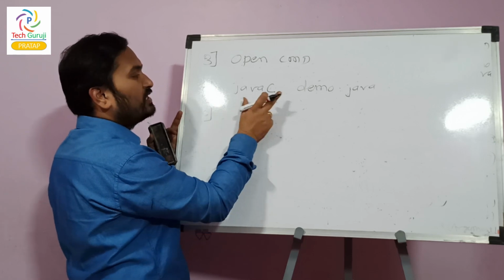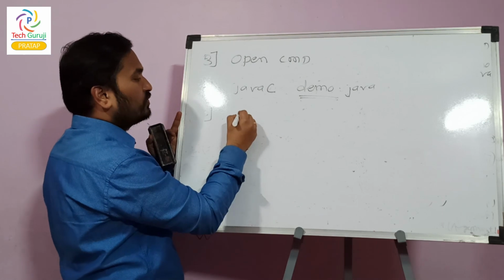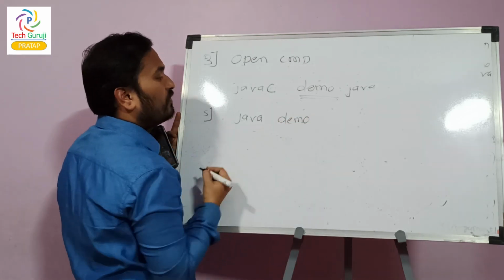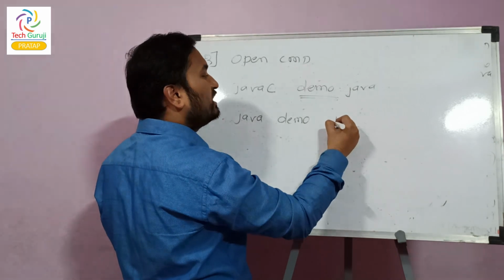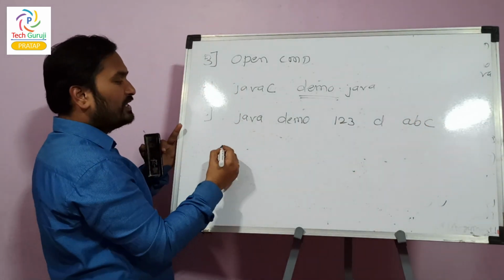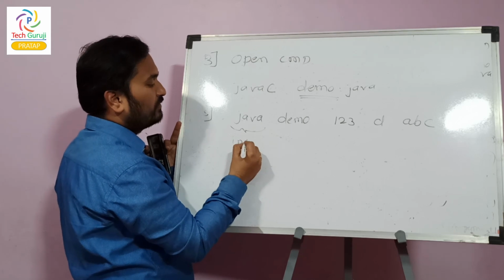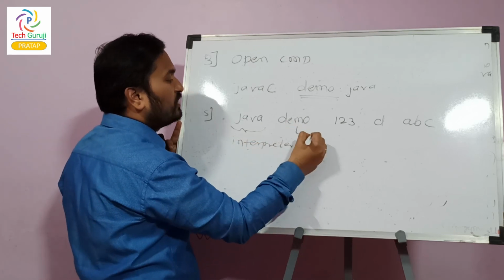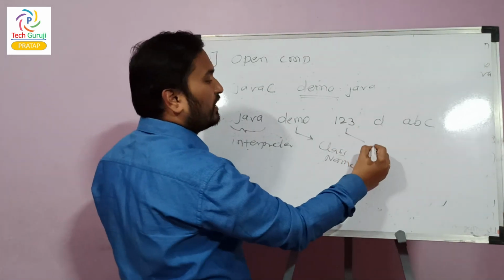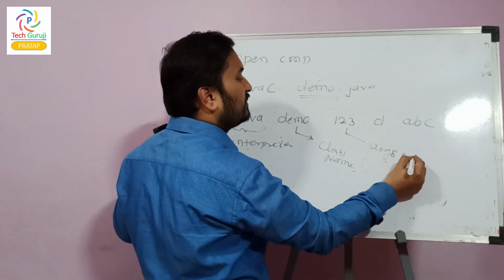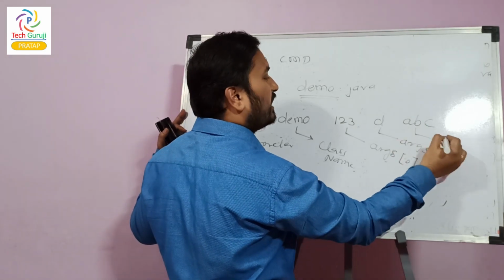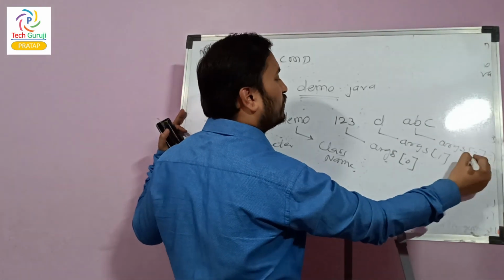Next step, we have to run this. Demo is our class name, so we run java demo, and we are passing the arguments. Suppose the arguments are 123 D ABC. In this case, java is the interpreter, demo is our class name, 123 is the argument at location 0, D is another argument at location 1, and ABC is another argument at location 2.